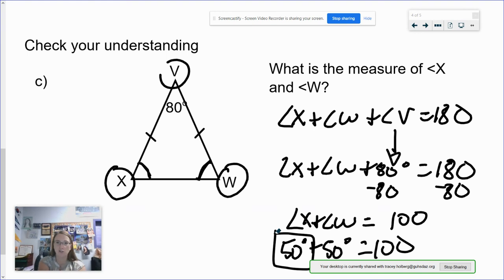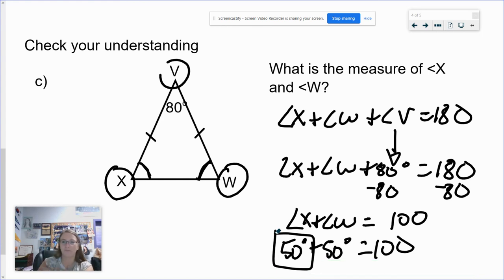You could just do 100 divided by 2. If you weren't sure what half of something was, like if it was 72 and you're like, ooh, I don't know what half of that is, divide it by 2.